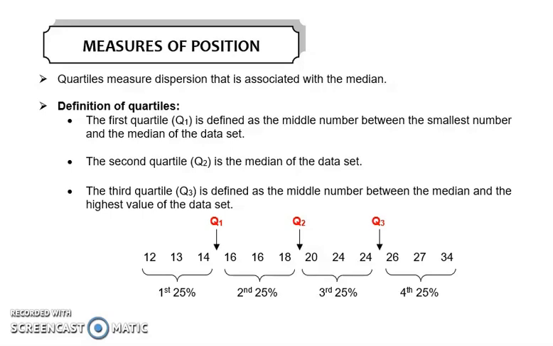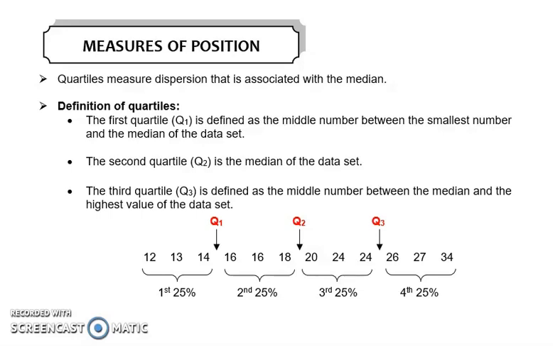Okay, here I'm going to explain about measures of position or measures of central location. Under measures of position, we have first quartile, second quartile, and third quartile. Note that the second quartile, or Q2, is also equivalent to the median value. Quartiles measure dispersion that is associated with the median value. So Q1 and Q3 will be associated to the median value.